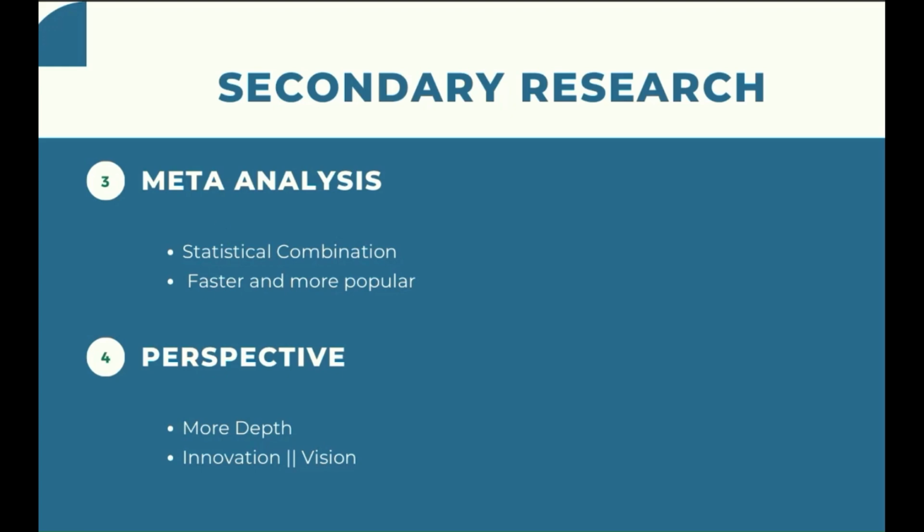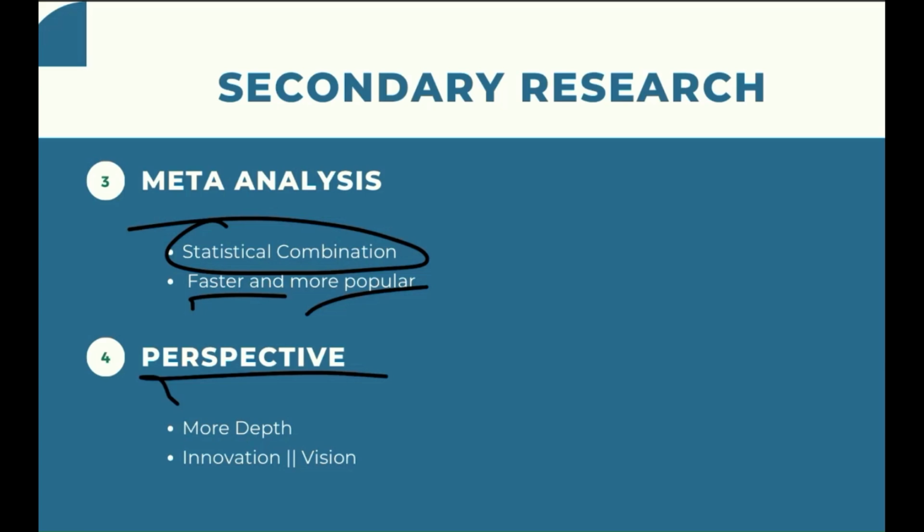The only difference is you'll have to do statistical combination. Meta-analyses are a little faster and more popular than systematic reviews because it is difficult to explain qualitative data compared to quantitative data. So a systematic review is a little difficult to explain, but when it comes to meta-analysis, writing and other stuff tend to be easier. Last, perspectives. You can consider it a type of narrative review, but a little advanced version of it. It will have a little depth about the area you're covering, and you will add your vision to it, how it can progress in future and all this.